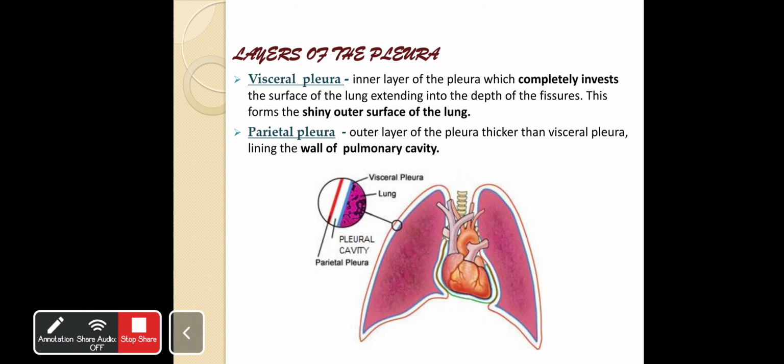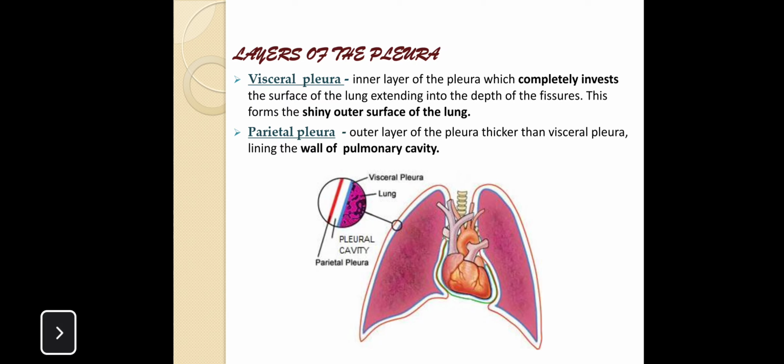And going to the parietal pleura, this is the outer layer which is thicker than the visceral pleura, and this forms the inner lining of the wall of the pulmonary cavity. So visceral pleura is completely related to the lung surface and parietal pleura will be completely related to the pulmonary cavity, the inner aspect of the thoracic wall.